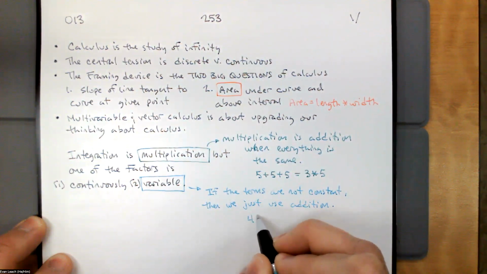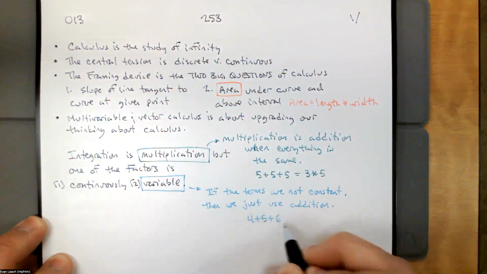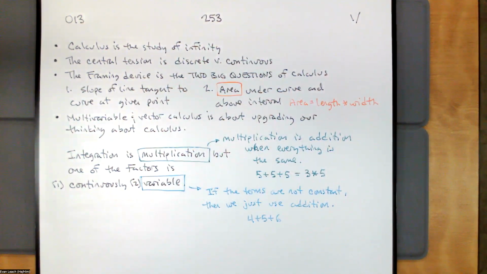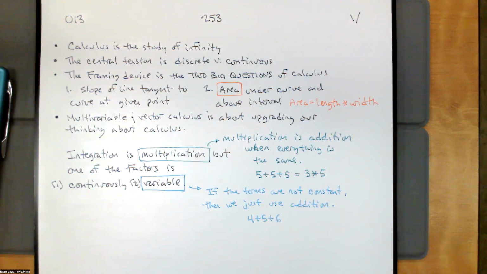4 plus 5 plus 6. We don't get to use multiplication here because the terms aren't the same. We don't get to say this is 3 times anything. I know that the sum is 15. Yeah, the sum is 15, so we could call it 3 times 5, but that's not what we're looking at. It's not about the 15.